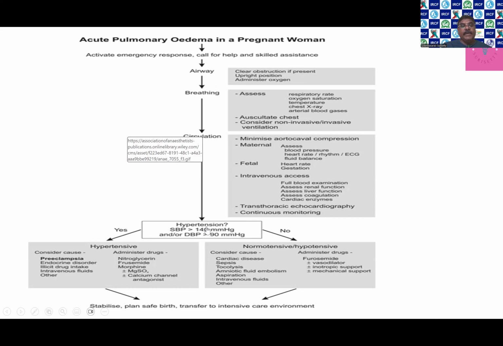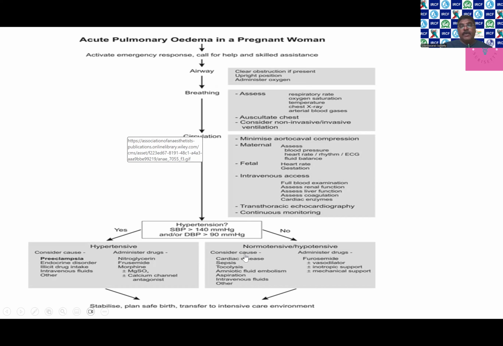If the patient is hypertensive, what are the probable conditions? Preeclampsia, endocrine disorder, illicit drugs, cocaine, IV fluids, and other conditions. If the patient is hypertensive, you have to administer drugs like NTG, furosemide and morphine. Along with that, we can take the help of magnesium sulfate. If the blood pressure is not controlled with magnesium sulfate, also go for a calcium antagonist.